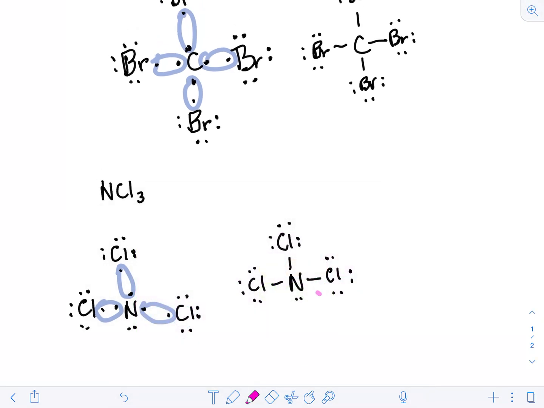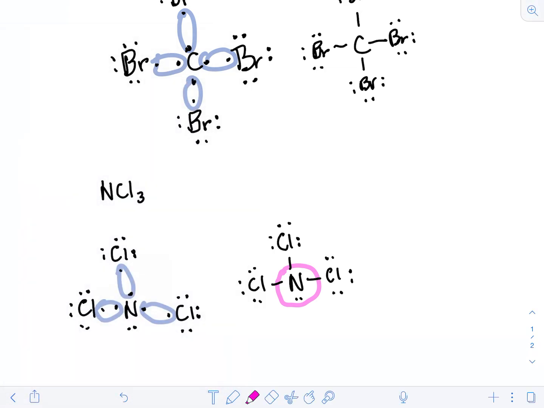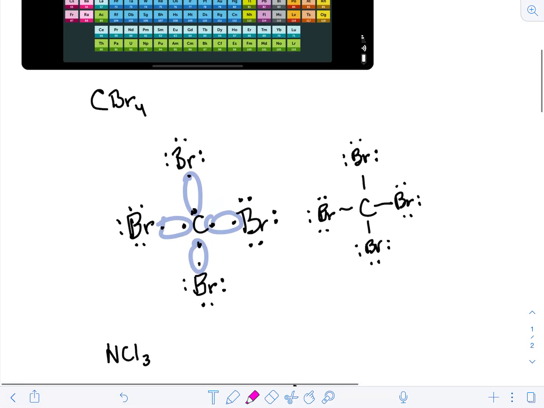And just to double check, if you draw a circle around chlorine, notice that chlorine has 8 valence electrons. So it has 3 pairs of electrons that are not being shared, and it has 1 pair of electrons that are being shared. If you draw a circle around nitrogen, notice that nitrogen has 3 covalent bonds, so it has 6 valence electrons, plus it has 1 lone pair of electrons that is not being shared.